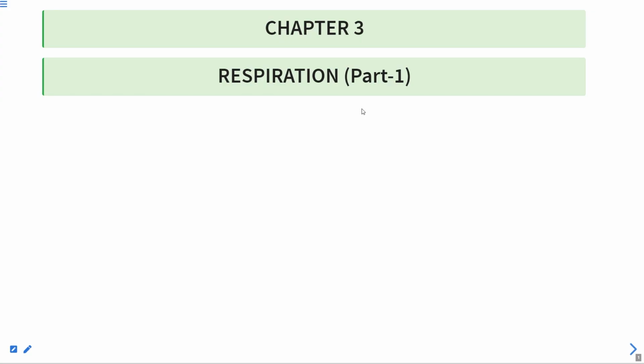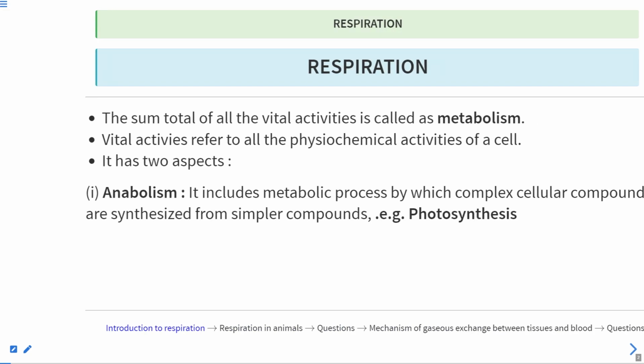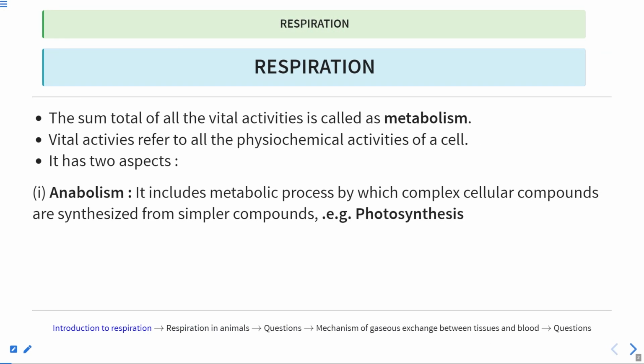Hello everyone and welcome to the biology lecture series, and today we'll be discussing the topic respiration. This topic is from the class 10th science book, and today we'll be discussing all of the topics that are related to this chapter.